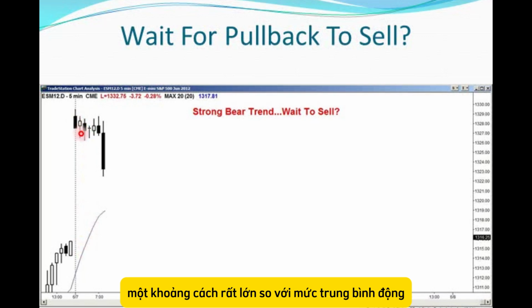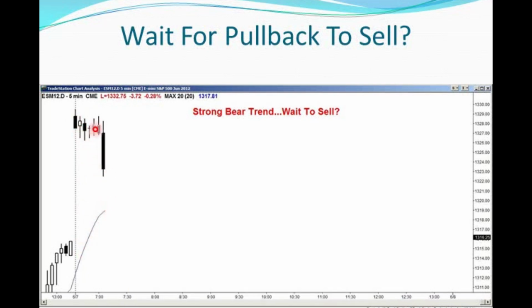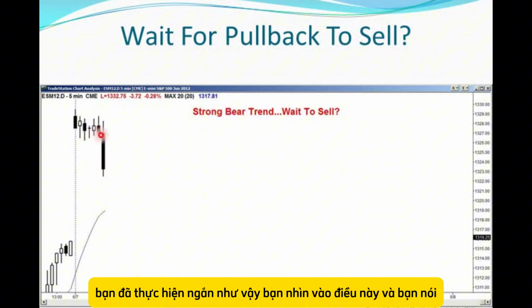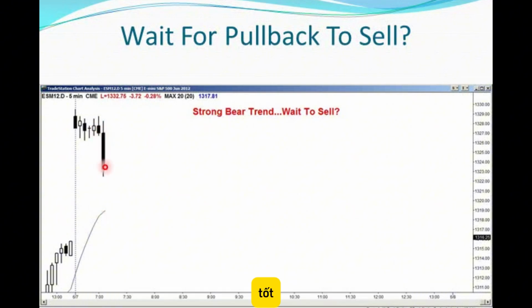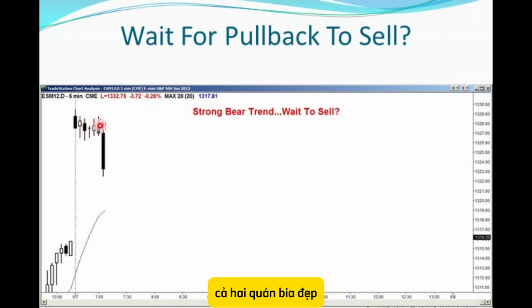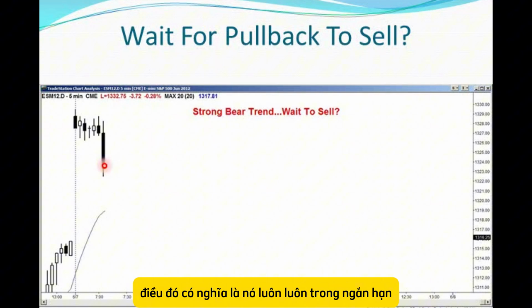A very big gap up, far from the moving average. And then when you see this very strong entry bar, had you taken that short, you look at this and you say, well, at a minimum, it should get down to the moving average. When you have a second entry short, both good looking bear bars, and a very strong bear bar breaking far below the low of the opening range, the market is going to go lower. That means it's always in short.